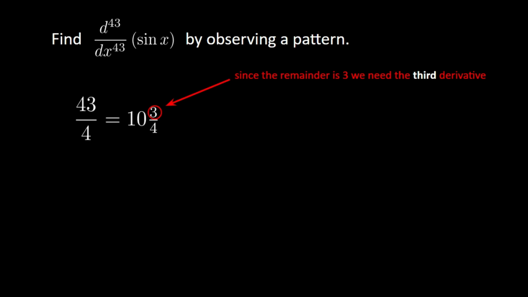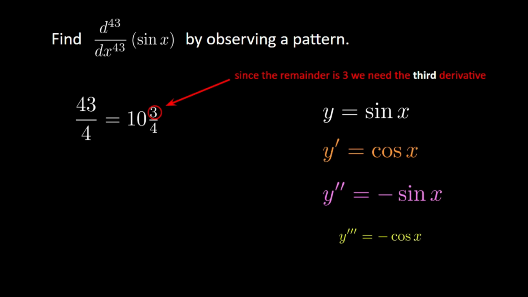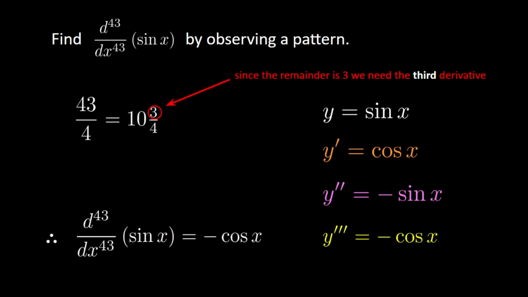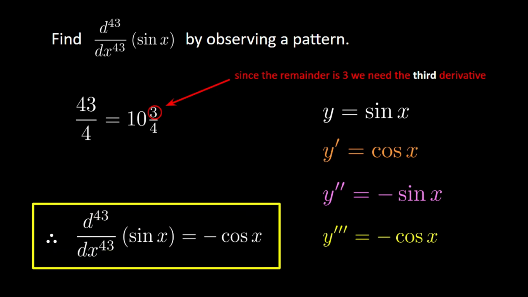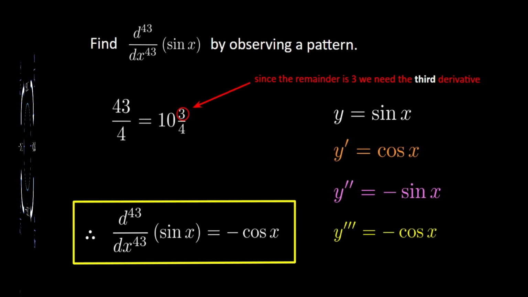And if it's been a while and you're rusty, and you don't remember what the third derivative of sine of x is, it's not going to take you too long to go through those first three derivatives and figure out that the third derivative of sine of x is minus cos of x. Therefore, the 43rd derivative of sine of x has to also be minus cos of x, because 43 and 3 both have the same remainder upon division by 4.